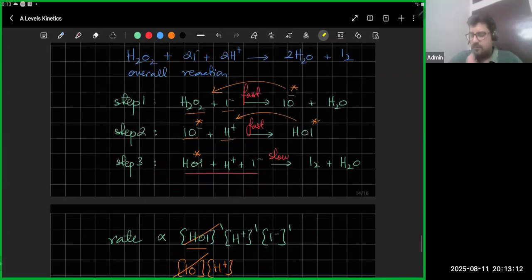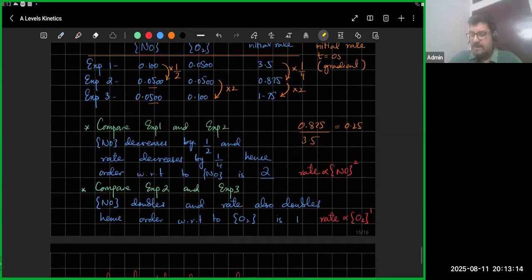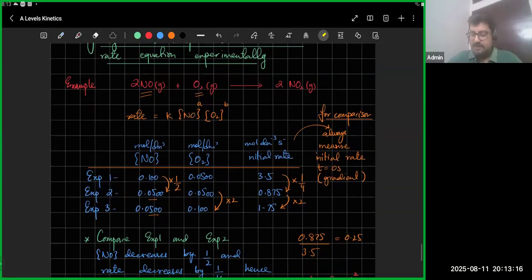And then the last thing we did was the experimental part, where you're going to do experiments. For example, in experiment one and experiment two, the concentration of NO is halved, and the rate becomes 1/4. That means it's order two. The relationship is order two.